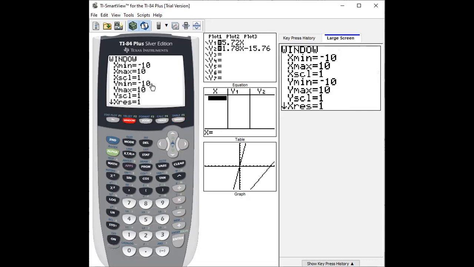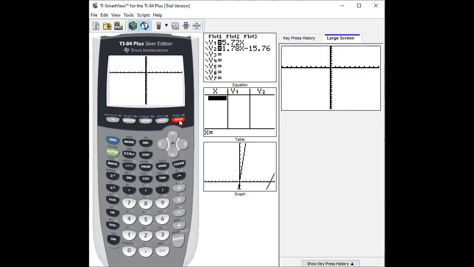Let's do a minimum. The X I think is fine. It's the Y that we need to work on. So let's do a Y minimum. Instead of -10, let's try -20. I hope it's not going to yell at me because I used my keyboard. Remember, negative is that negative sign, not minus. Now let's go back to the graph.